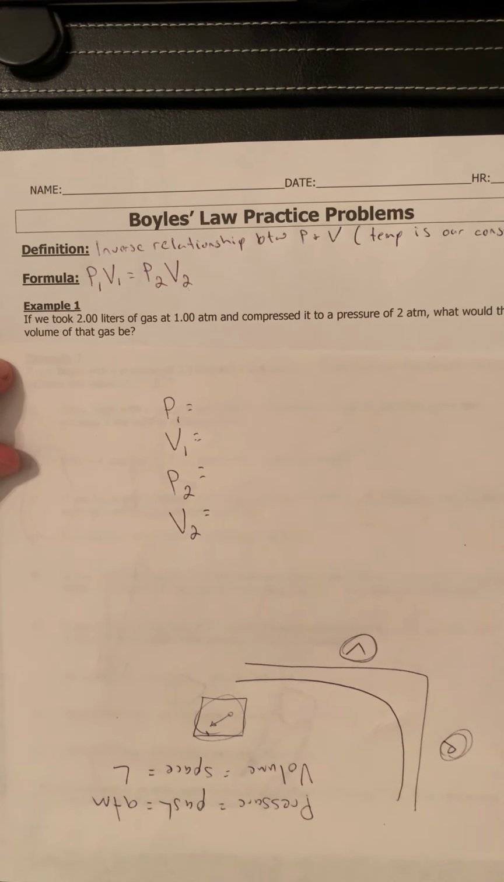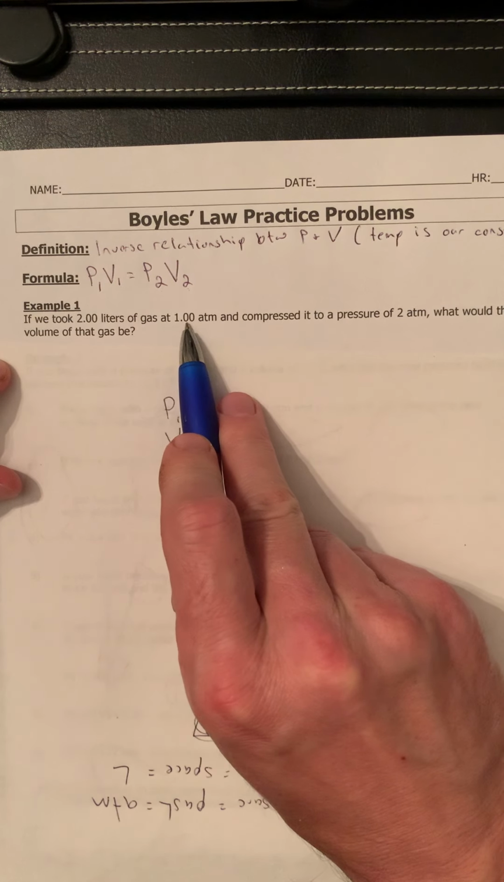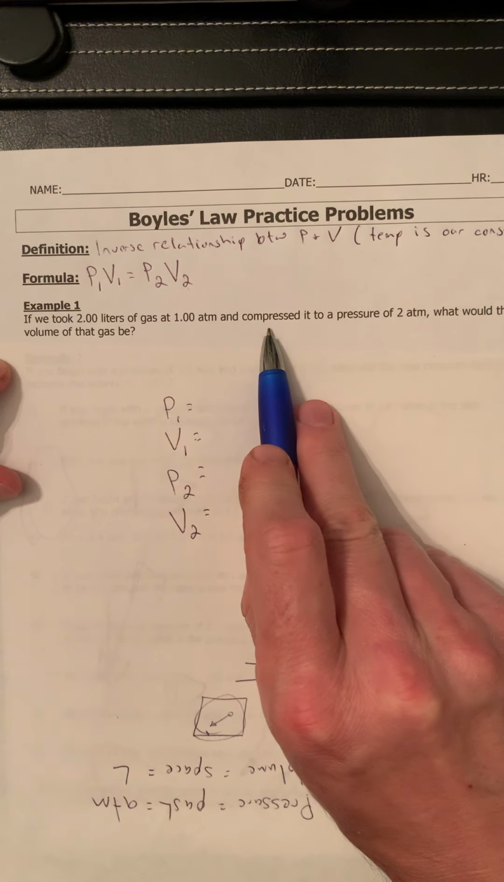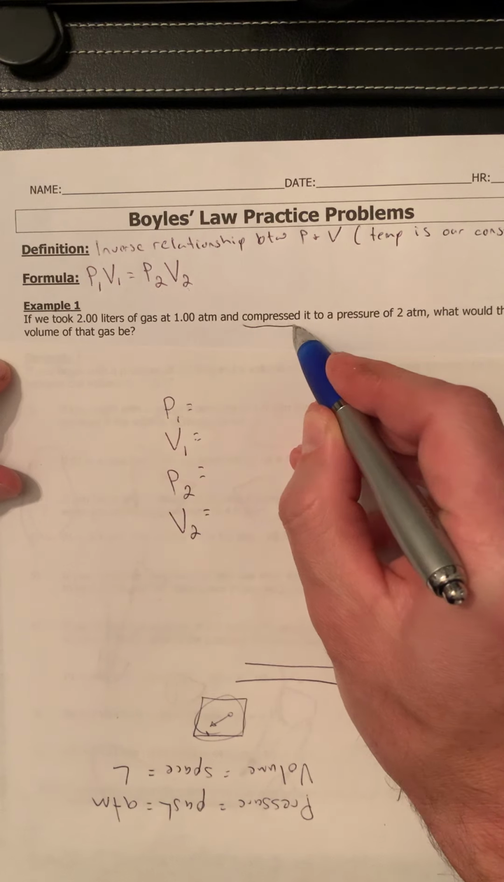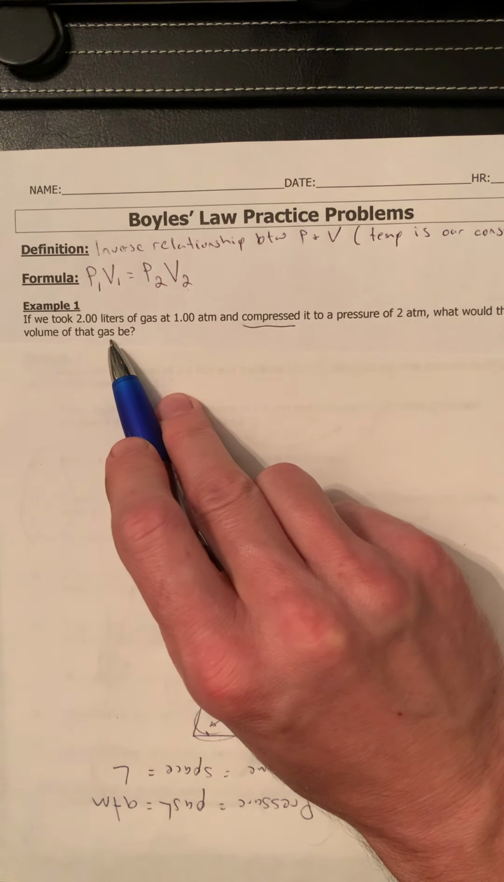And I'll usually read through the whole problem first. If we took 2 liters of gas at 1 atmosphere and compressed it, it's a fancy word for saying squished it down, to a pressure of 2 atmospheres, what would the volume of that gas be?